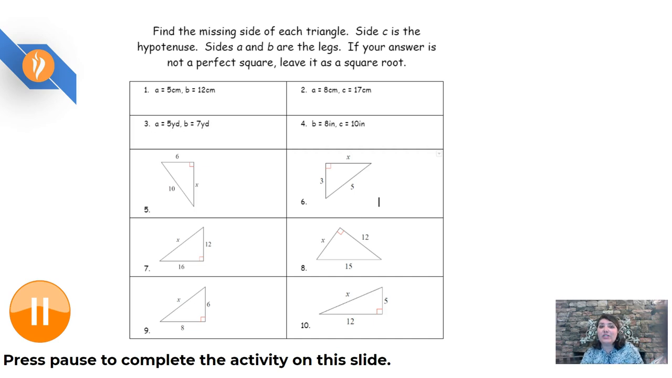If your answer is not a perfect square, for these problems, I want you to leave it as a square root. You don't have to worry about estimating. You can just leave it as a square root. But if it's perfect, I want you to tell me the exact value. All right, so I'm going to go ahead and stop. I want you to pause this. Work out these 10 problems, and we'll see you back in a minute to see how you've done.